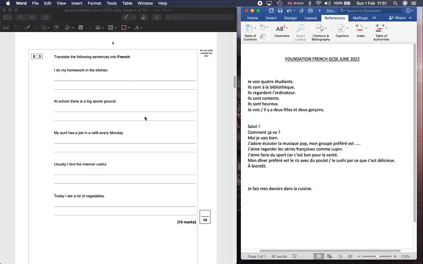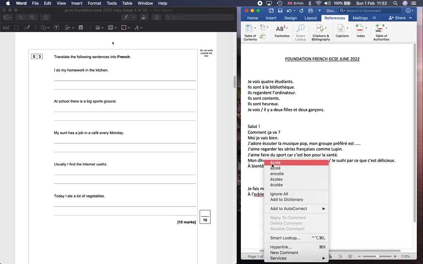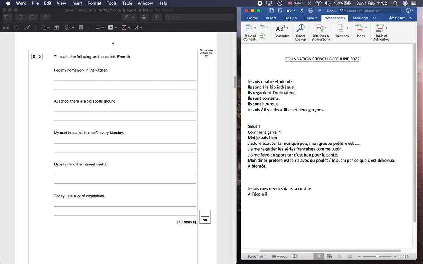Okay, let's have a look at the second sentence. At school, there is a big sports ground. At school, there is a big sports ground. So let's have a look. À l'école, let's put the accent. À l'école, there is, il y a, a big sports ground. Un grand terrain de sport.